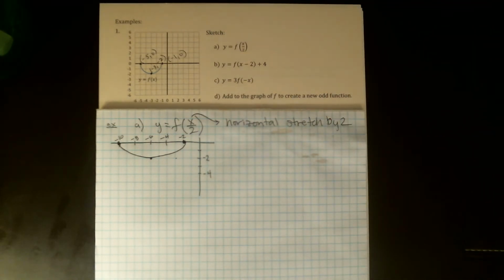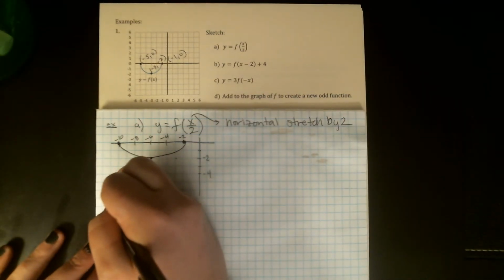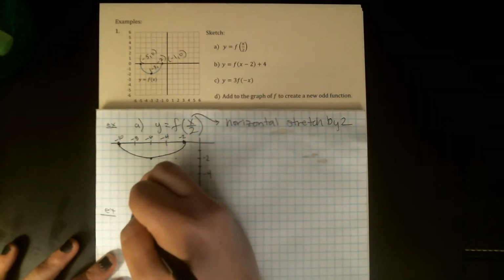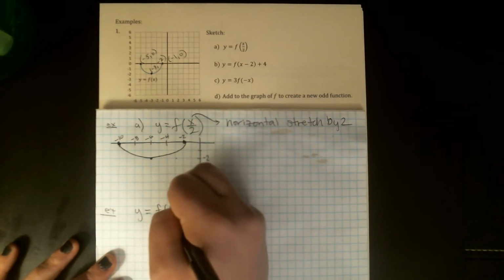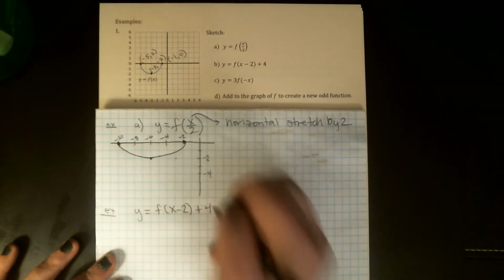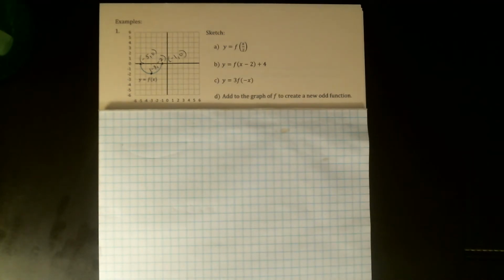The next one I have on my list is y equals f of (x minus 2) plus 4. I'll tear this off so you can see what I'm doing.